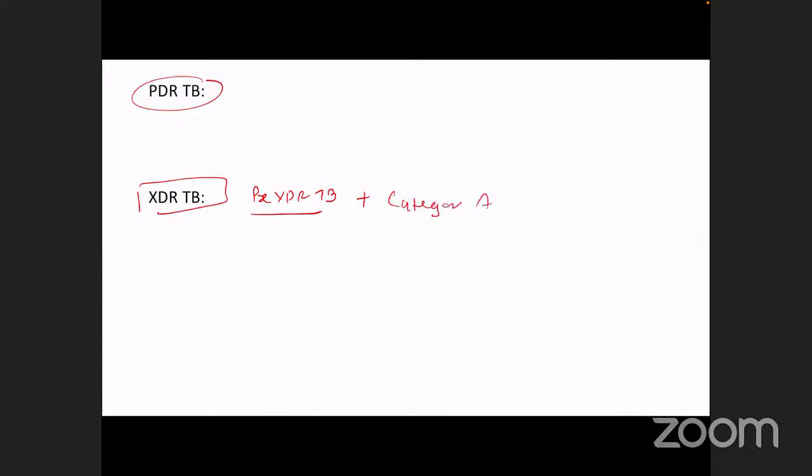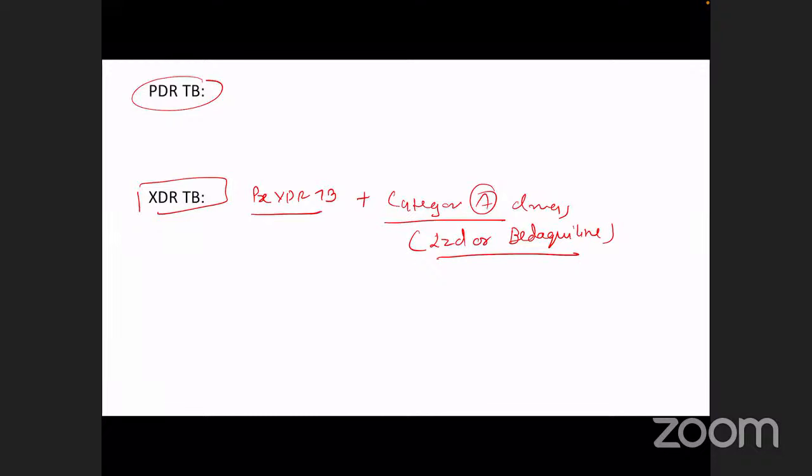We'll be discussing what category A drugs are. Obviously, apart from fluoroquinolones, you have only two category A drugs, that is linezolid or bedaquiline. So please remember this very important definition of XDR-TB: MDR-TB plus resistance to fluoroquinolones plus resistance to linezolid and or bedaquiline. We'll be discussing what category A, category B, and category C drugs are in the upcoming slides.